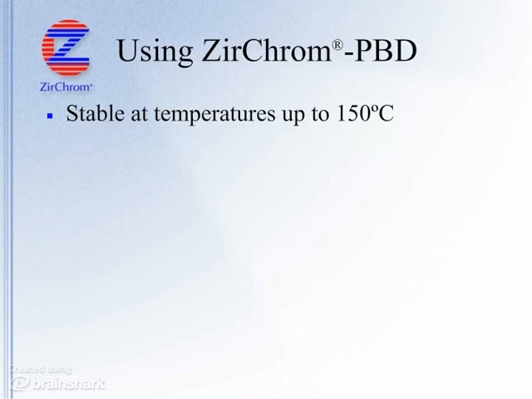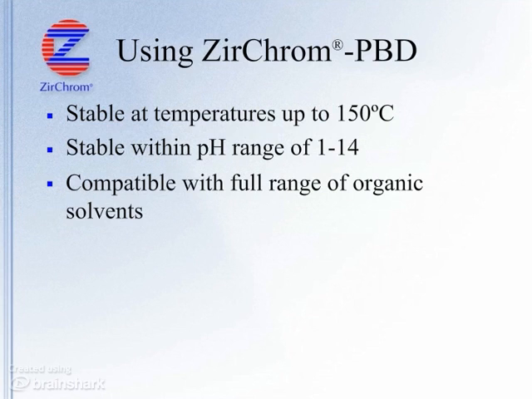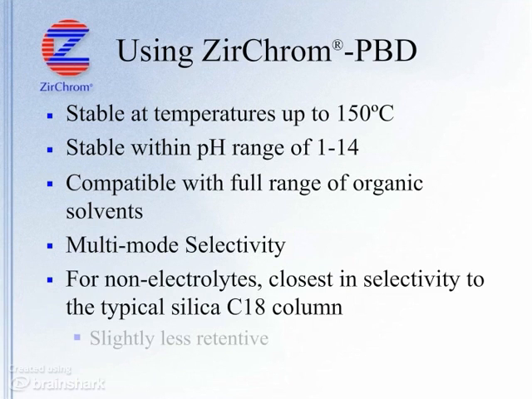It is stable at temperatures of up to 150 degrees Celsius throughout the entire pH range and is compatible with a wide array of organic solvents. The unique surface chemistry of the ZirChrom PBD phase allows for multimodal selectivity for ionic compounds. For non-electrolytes, the selectivity of the ZirChrom PBD phase is the closest of any zirconia phase to that of the typical silica C18 column. However, it is slightly less retentive, and we recommend starting with about 10% less organic modifier.